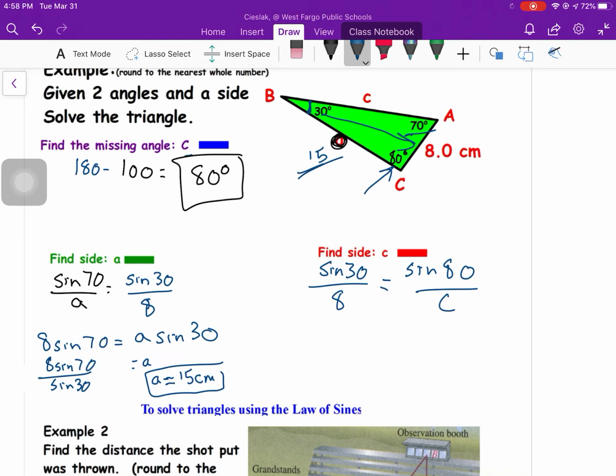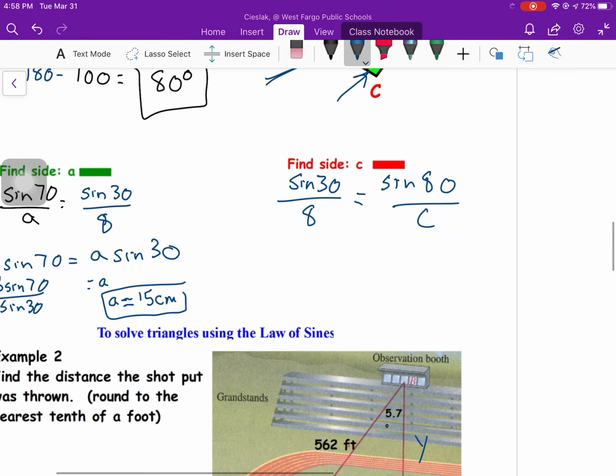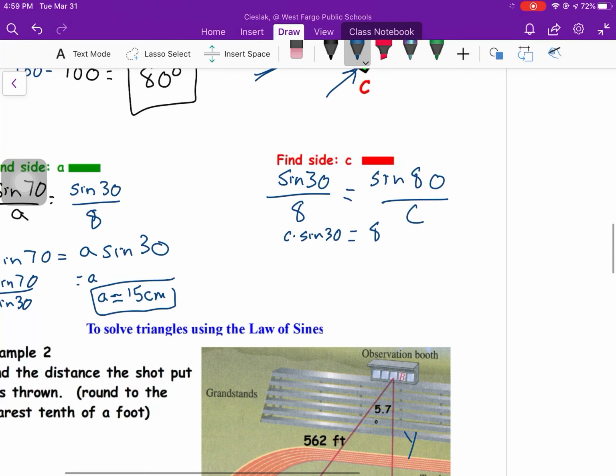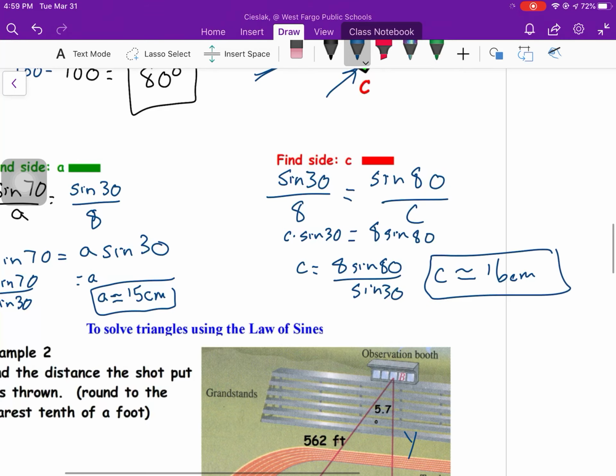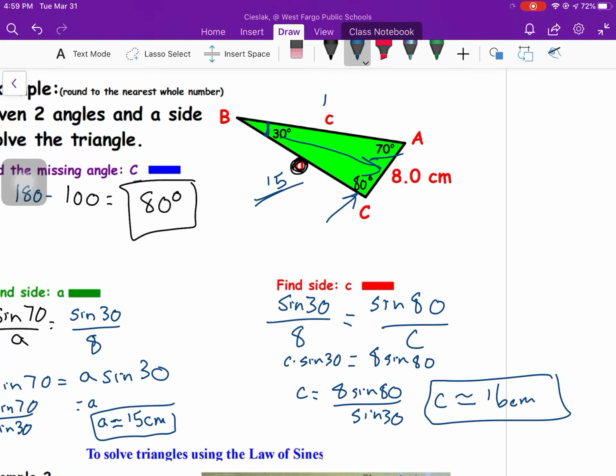Okay, it's much better to do that rather than go sine of 70 over that rounded value of 15. Okay, so we're going to solve this. Eventually, you guys, I'm going to skip this step of cross multiplying and just jump right to the answer. So this is C sine 30 is equal to 8 sine 80. If I get C by itself, that gives me 8 sine 80, all divided by sine 30, which should give me C as approximately 16 centimeters. Okay, so that's approximately 16 centimeters.